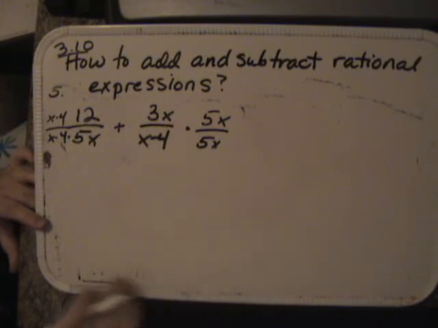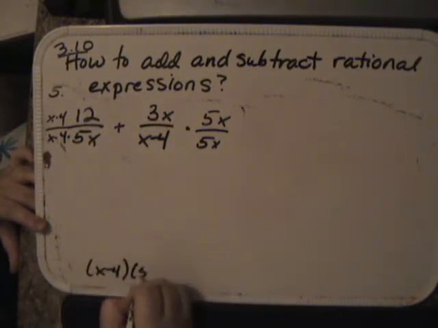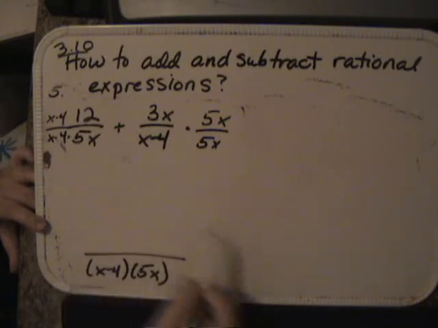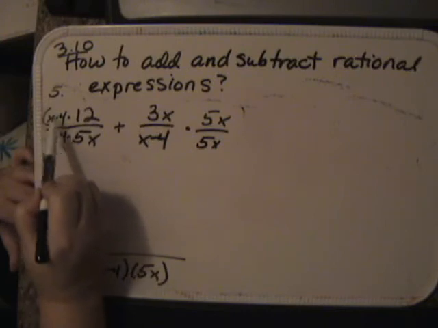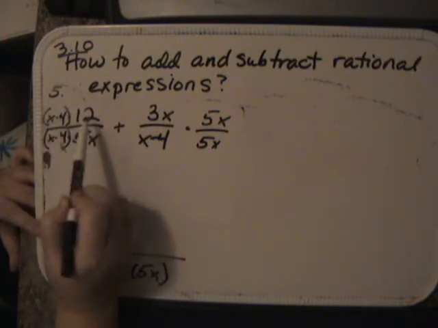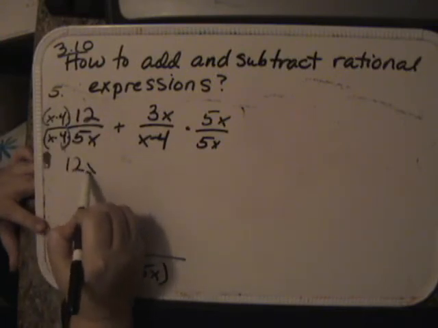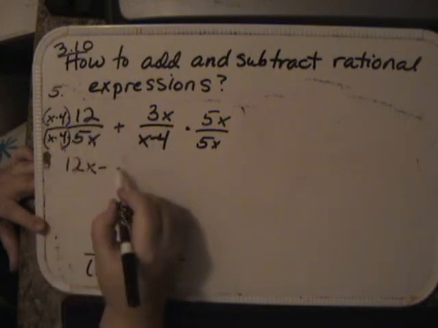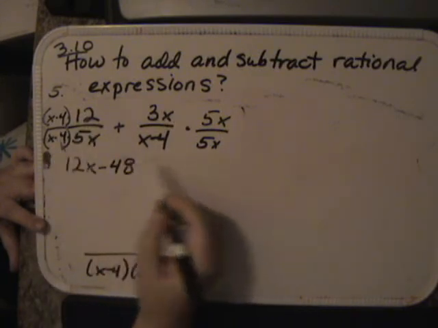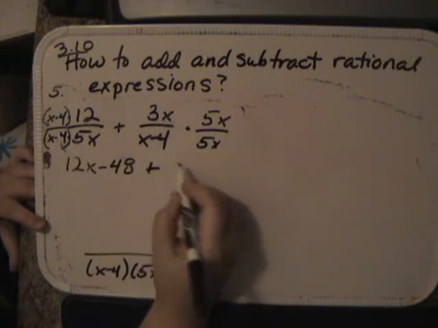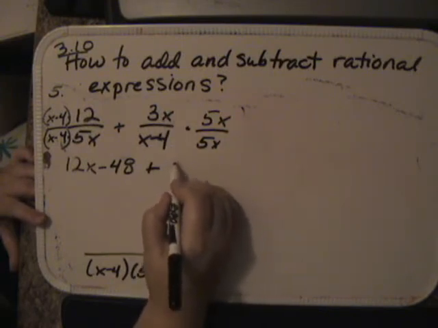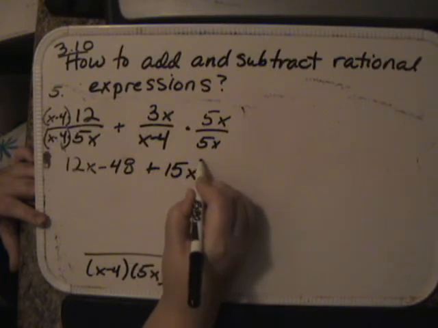So my total answer, I know at the end I'm going to have x minus 4 times 5x for my denominator. Let's focus on the numerator now. X minus 4 times 12 is 12x. 12 times 4 is 48, and it's negative because it's a minus 4, plus 3x times 5x is a 15x squared.